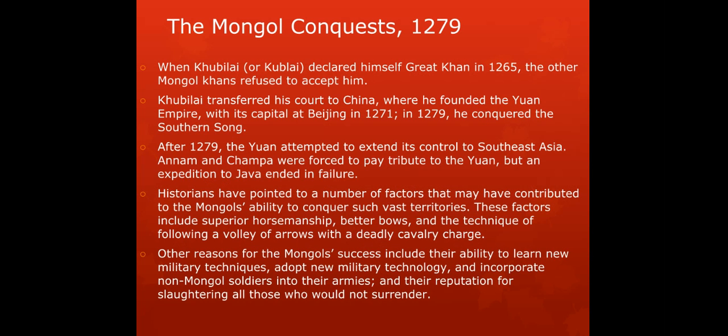Historians point out a number of factors that led to the Mongols becoming such amazing warriors with a very impressive military, how they were able to conquer such a vast amount of territory in such a short time. And the factors: better bows, technique of following a volley of arrows with a deadly cavalry charge, and superior horsemanship. Guys, the Mongols could do anything on horseback: sleep, eat, hunt.